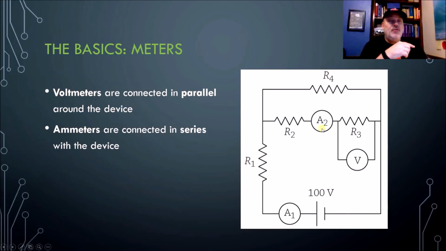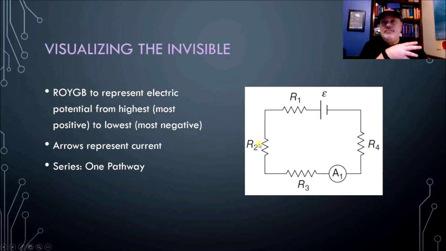So the current has to go through that ammeter and also go through resistor 3. So this ammeter right here will read the current that passes through R2 and R3, whereas this one right here, ammeter number 1, will measure the current passing through the battery and passing through resistor 1. Okay, so now how do we visualize all of this stuff? Because in mechanics, we can touch it, we can feel it, we can throw it across the room. But in circuits, we can't see the electrons or the charge moving around. So how do we visualize it?